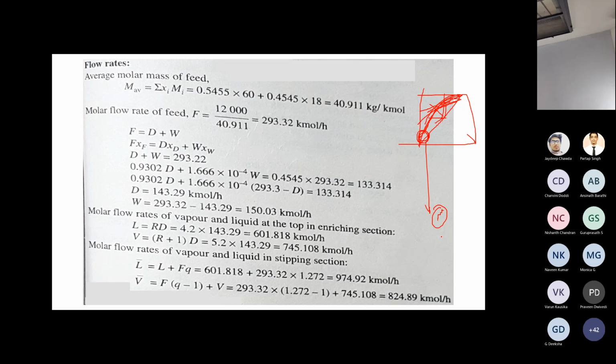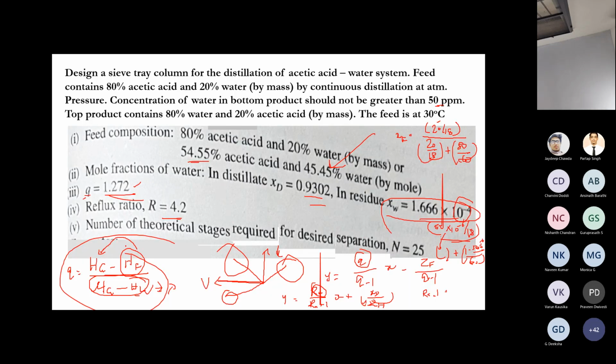You can use many equations; here it is happening in the stripping section. You can use the Robinson-Gilliland correlation, and many other correlations are available. For the enriching section, again you can use it. You can use different equations to calculate these things. These procedures you have already studied in your mass transfer operations. Anyway, we will concentrate more on the design part. Once you know all these values, the number of theoretical stages required for separation is also given.